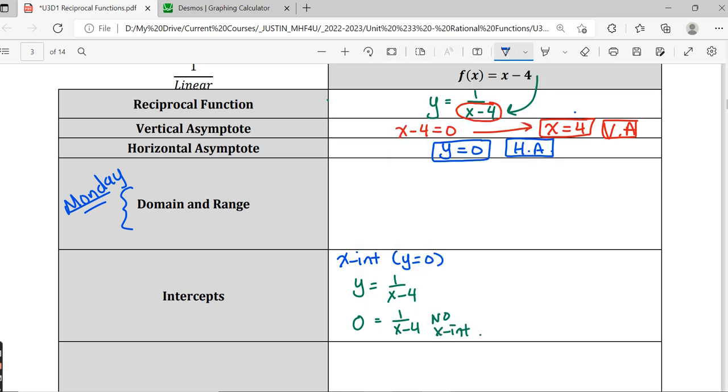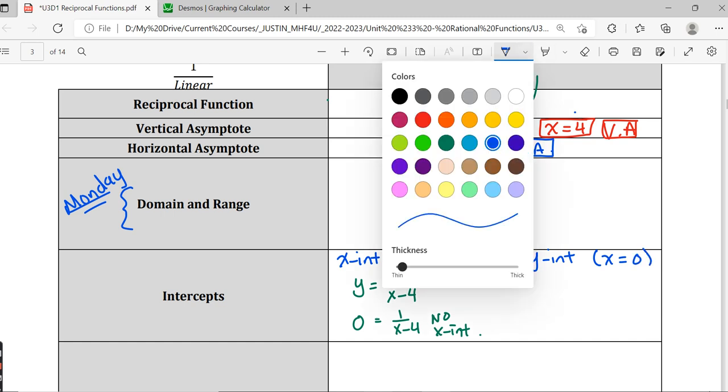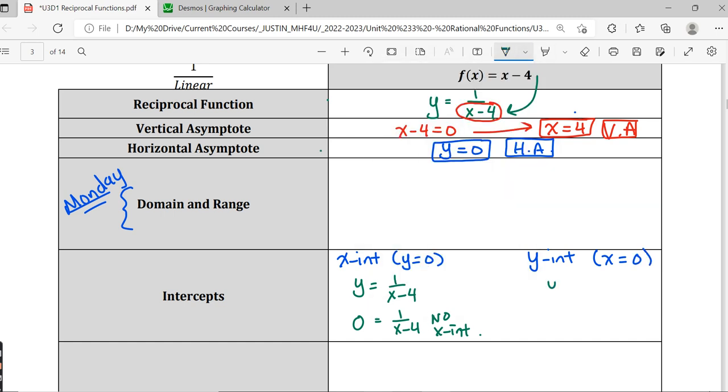What about the y-intercept? Well, for the x-intercept you set y equals 0, then for the y-intercept you set x equals 0. Then you get y equals 1 over 0 minus 4, y equals negative 1 over 4 is our y-intercept. Okay?